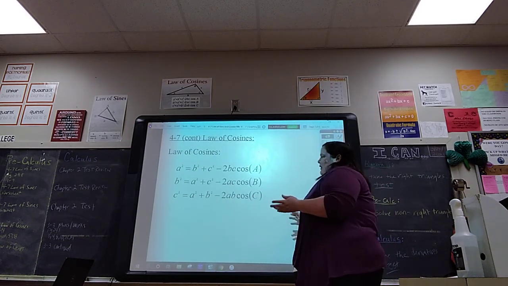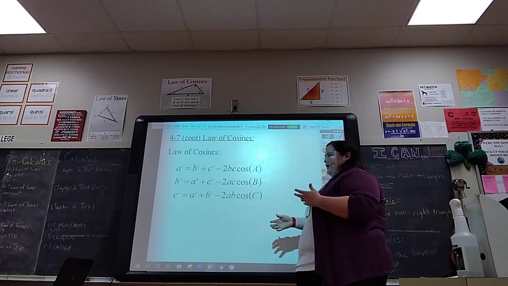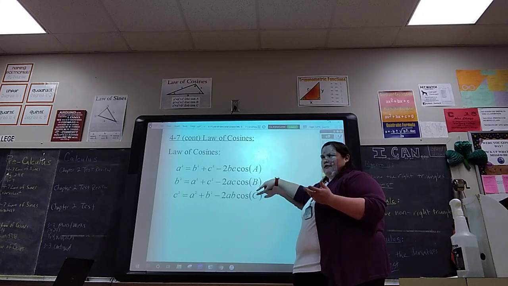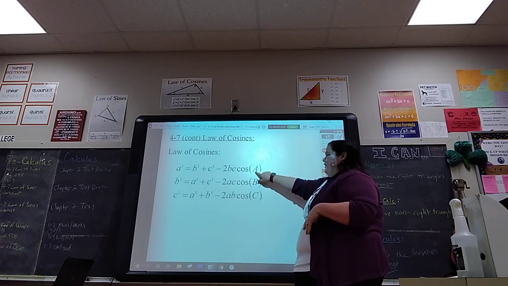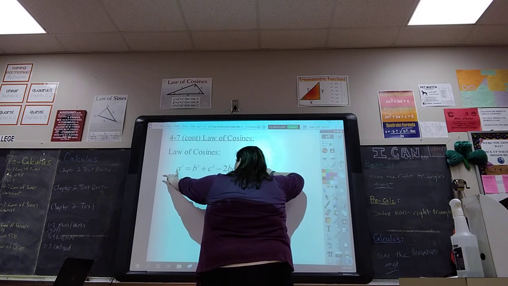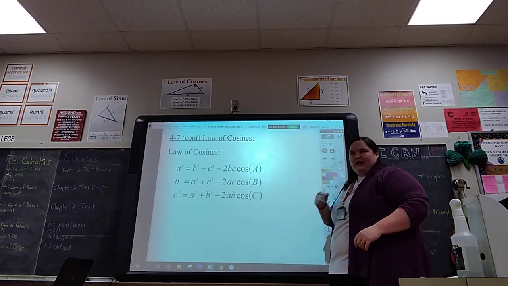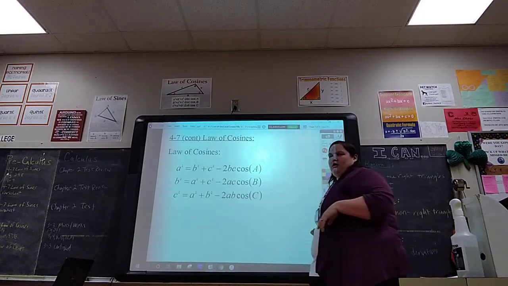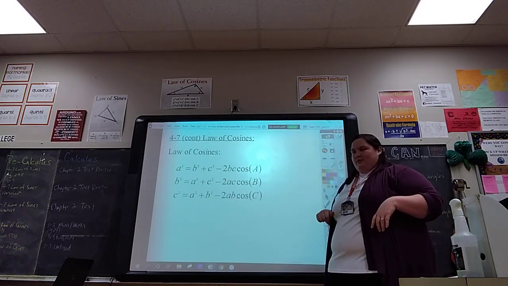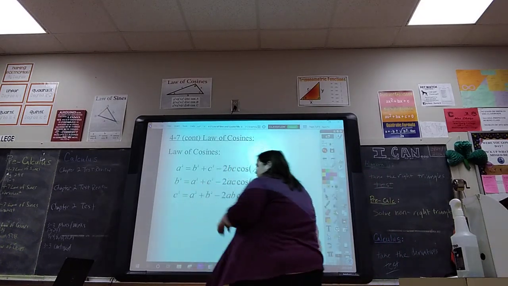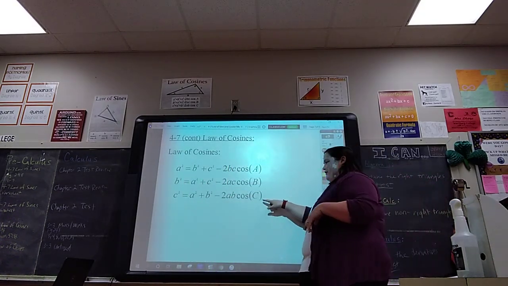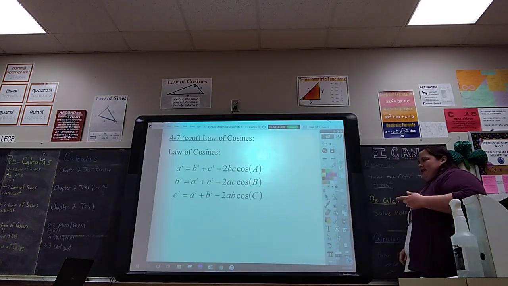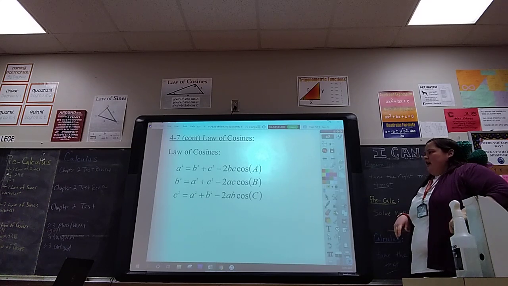The way I help remember which one's which: there's only one angle in each version of law of cosines, and that angle corresponds to the side on the other side of the equal sign. If we're talking about angle A, side A is what it's equal to over on the left-hand side. If we're talking about angle B, side B is on the other side of the equal sign. Same thing for C. If we're talking about angle C, side C is on the other side of the equal sign, and then the other two sides are used next to it.